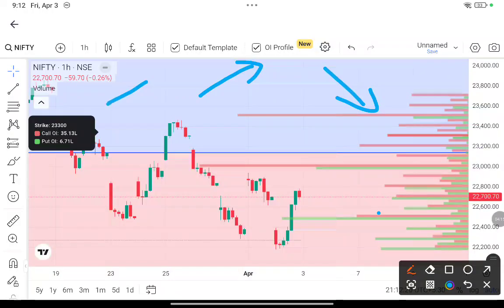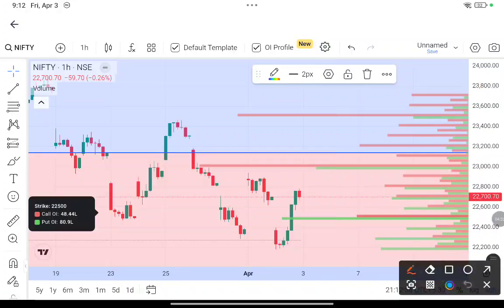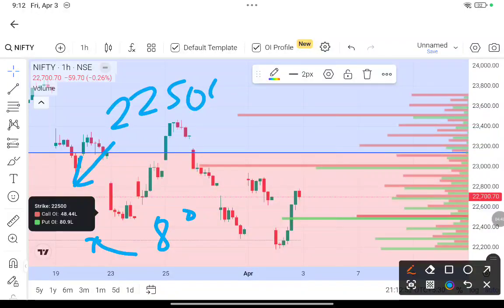So if you see over here, around 23,300, call OI is 35 lakhs and put OI is 6.7 lakhs. But if I go to 22,500, put OI is 80 lakhs and call OI is 48.44 lakhs. So what does that mean? This means that the market is having a strong support at around 22,500. So that was another point of concern, that the market might have reversed, and this is a new support level.